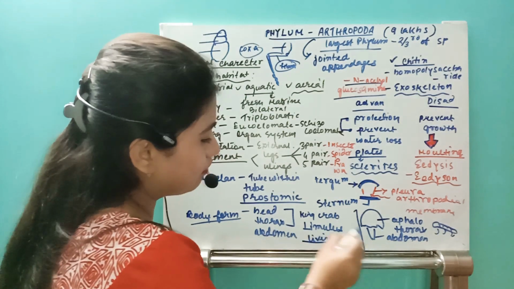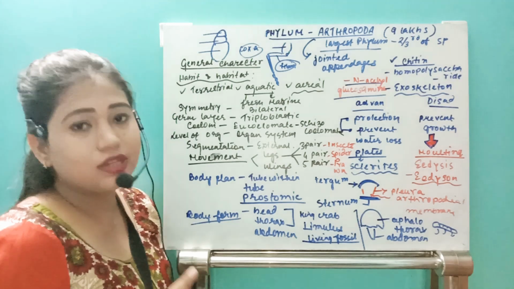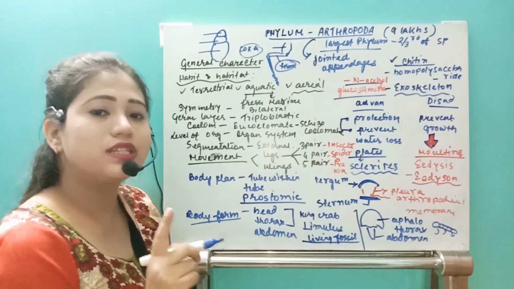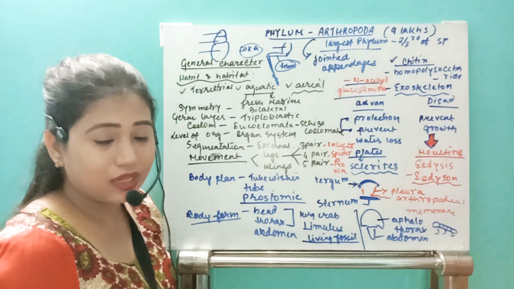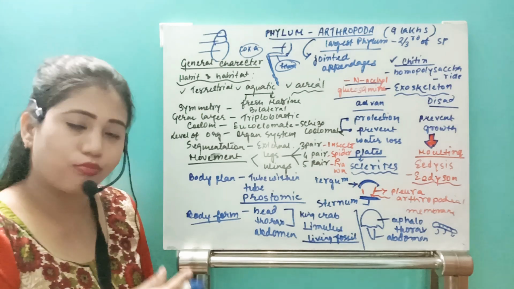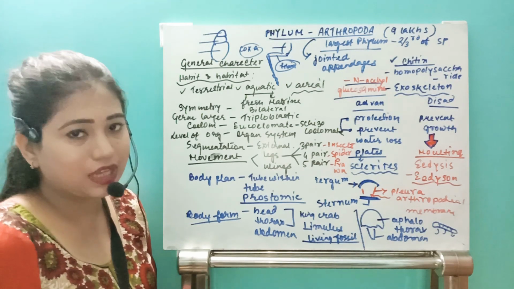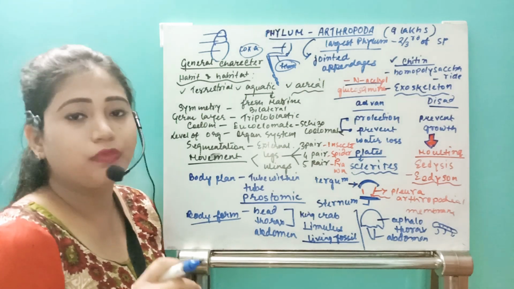Now come to this living fossil part. What is a living fossil? Living fossils are organisms that, from the time of their origin, have not evolved or adapted, and have the same physical appearance and morphological and physiological characteristics till now. This is known as a living fossil.